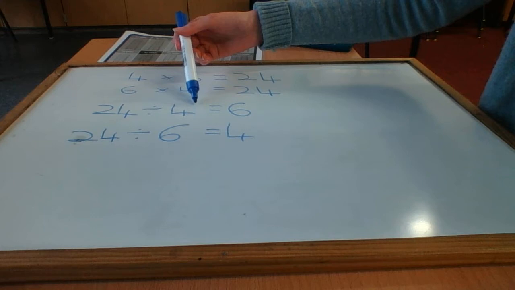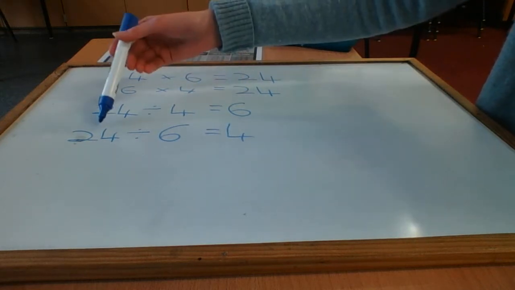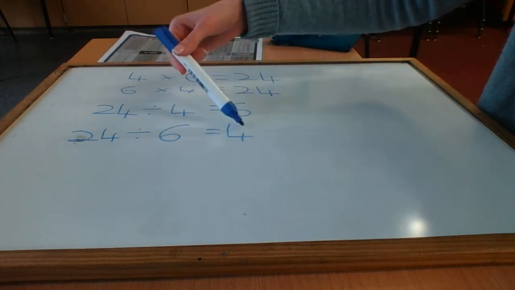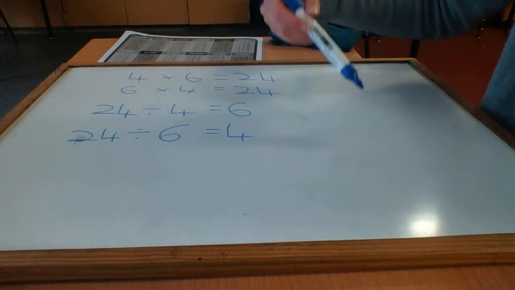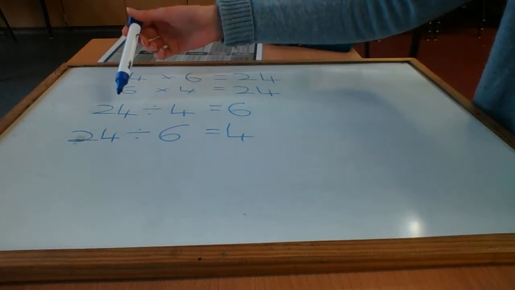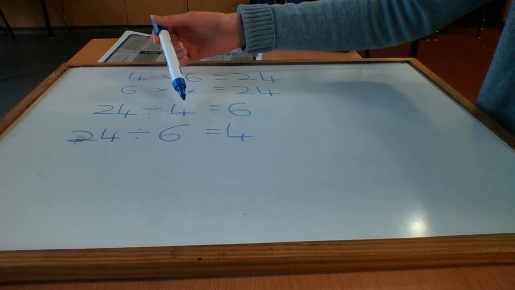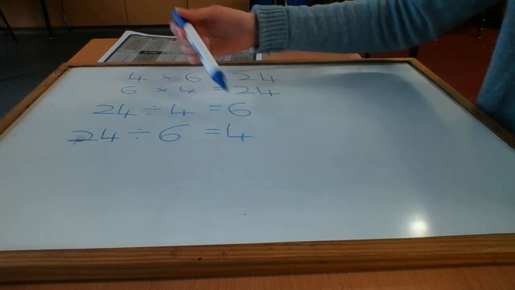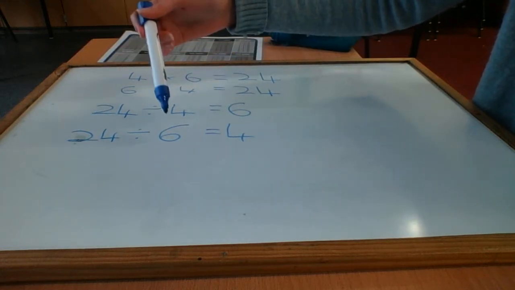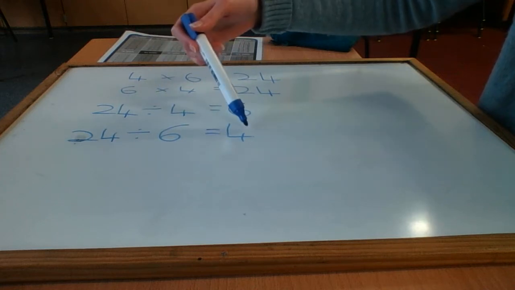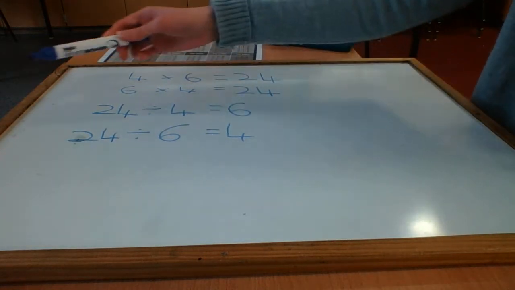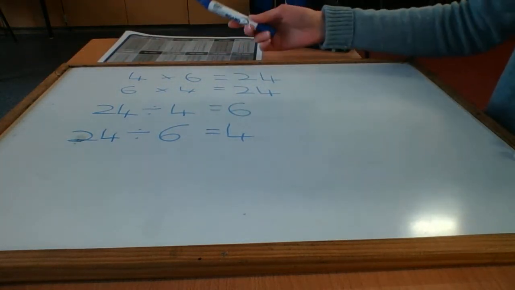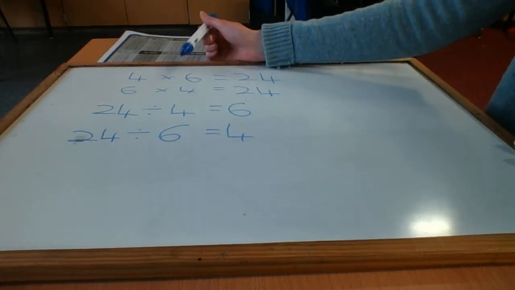24 split into 4 groups is 6 in each group. 24 split into 6 groups is 4 in each group. Or in a grouping way of doing it, 24 split into groups of 4 is 6 groups of 4. 24 split into groups of 6 is 4 groups of 6. So these are the 4 sentences we can make from one fact.